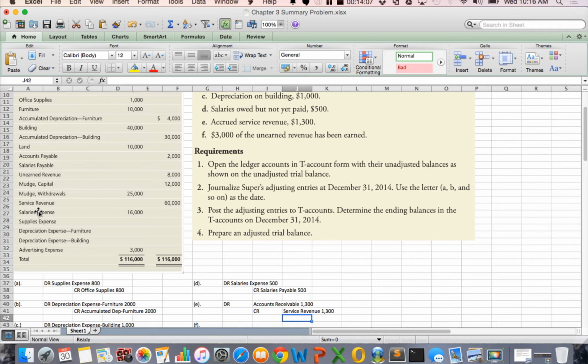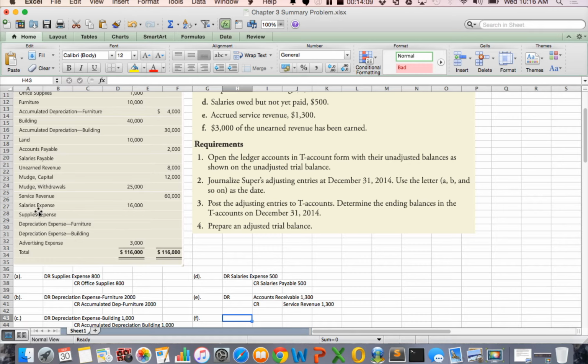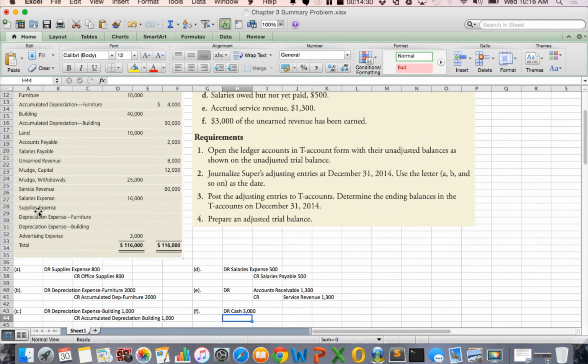And then we have one more type that we're going to look at. Again, right there in the title, it tells me what type this is. What type is it for F? Unearned revenue, right? So what does that mean? That means I'm receiving $3,000 of cash. So the debit's going to be to cash for $3,000. And the credit is going to be to what?